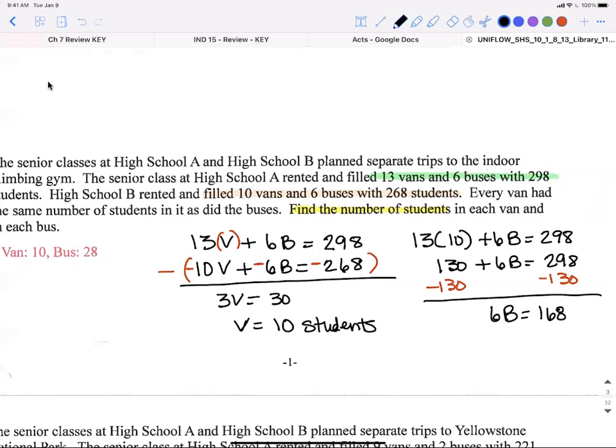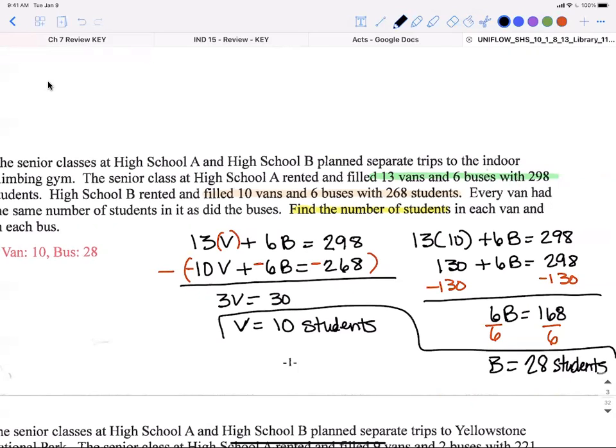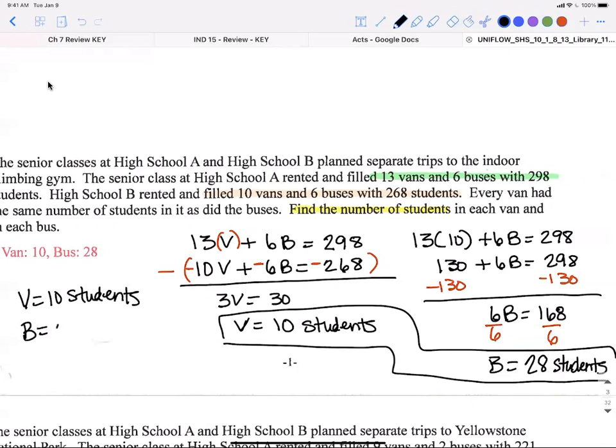And then I'm going to divide by 6 and divide by 6. And I get that the bus holds what? 168 divided by 6 is 28. And again, it's 28 students. Now, if you want to leave it like this and not rewrite your answer, I'm fine with that. Just make sure that you do something along these lines to circle your answer. If you don't want a big drawn out box like that, come off to the side anywhere you want and put that V equals 10 students and that the bus holds 28 students.